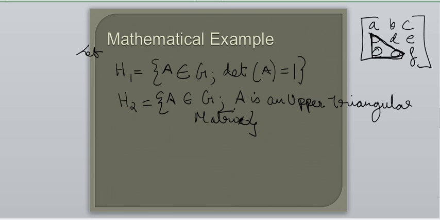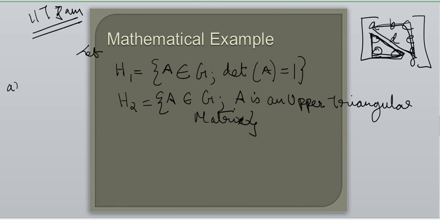Upper triangular matrix means there are values in the upper triangle, but the ones below are zeros. That's called an upper triangular matrix. So if I have two sets, H1 and H2, this question actually came in IIT JAM. There were 4 conditions given to us.